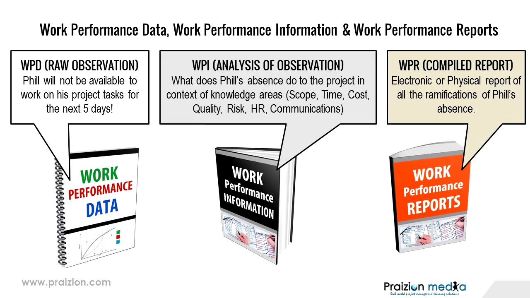The first one, work performance reports. I talked about this previously. As you're working the project, you're going to get work performance data, raw observations. You're going to analyze those raw observations. That is going to become work performance information when you understand the implication of the data, what it stands for, what it really means, what the impact of that data is. You got work performance information. You see it as an input here.